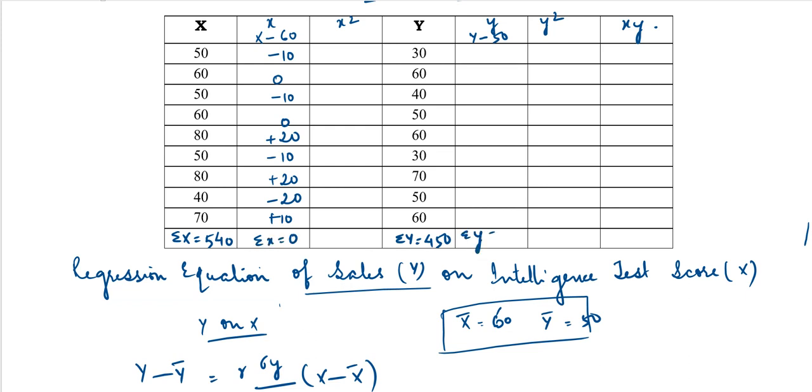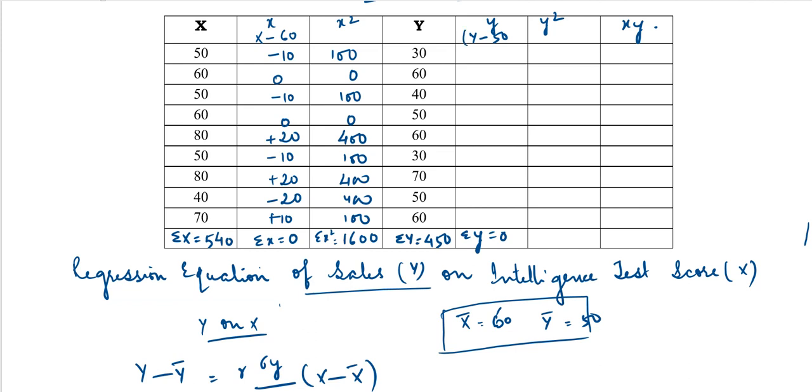यहाँ पे भी क्या आएगा? 0 आएगा, आना चाहिए. ठीक है, after finding out, just check it out. This is your 100, 0, 100, 0, 400, 100, 400, 400, 100. So summation of x square is 1600. ठीक है, so now you have to find out y minus 50.